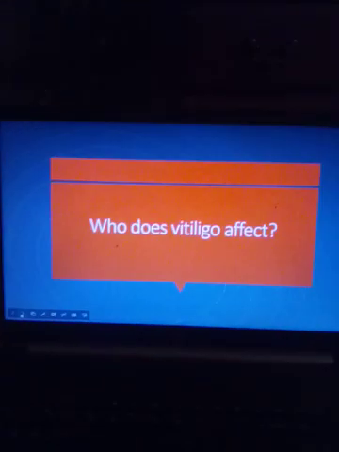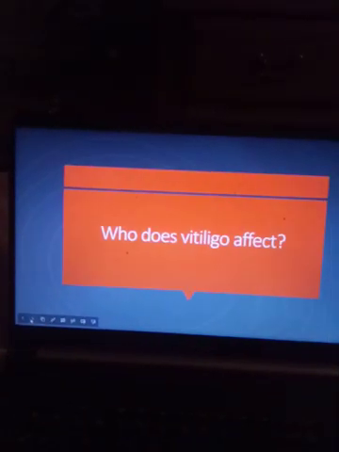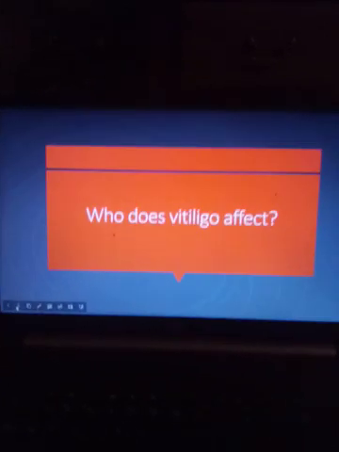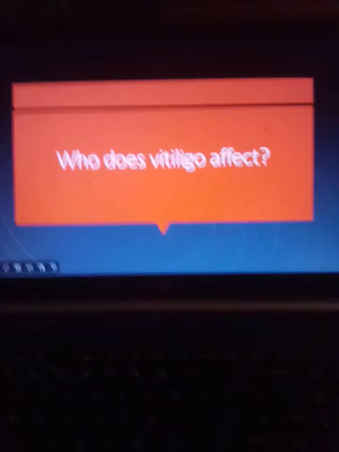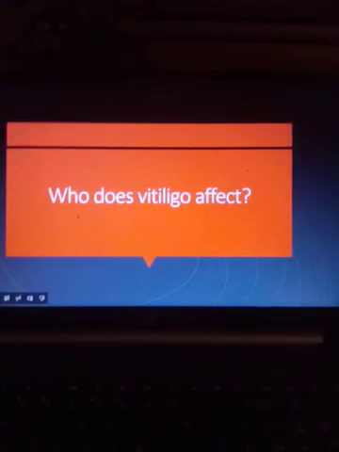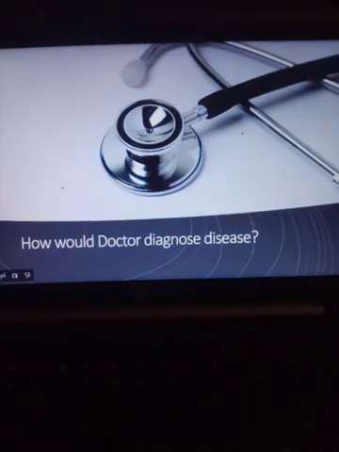Okay, who does vitiligo affect? It affects any race, any age. Background doesn't matter. It doesn't matter what color your skin is. You still have the same percentage as someone of a different color.